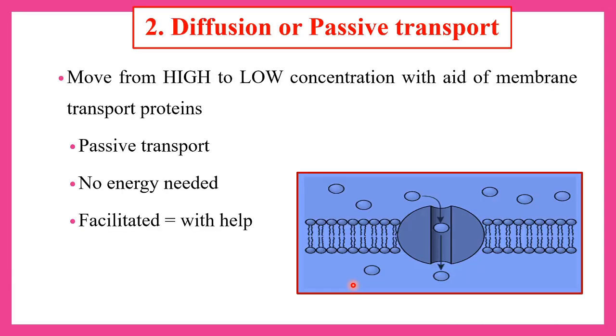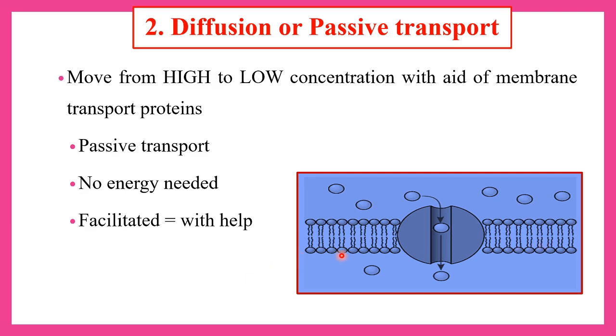The diffusion or passive transport. In this method, the movement of molecules from a higher concentration to lower concentration is transported with the help of transporting proteins which are present inside the plasma membrane. Here the transport of molecules doesn't need any ATP or energy. Here the molecular size is very small and they can easily pass through the receptors which are present inside the plasma membrane.